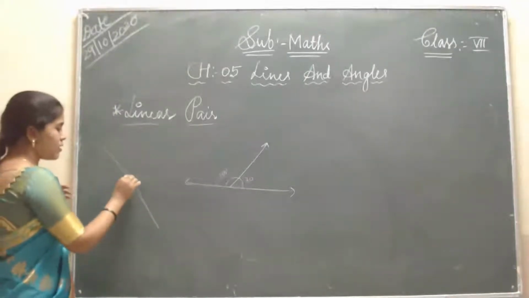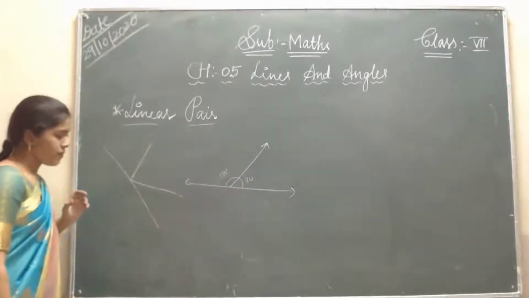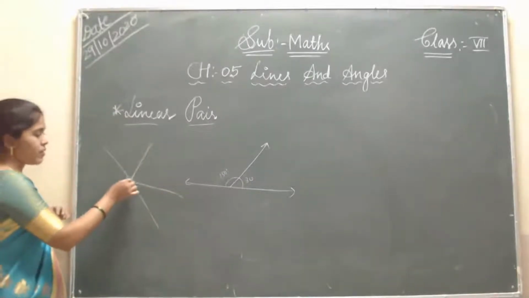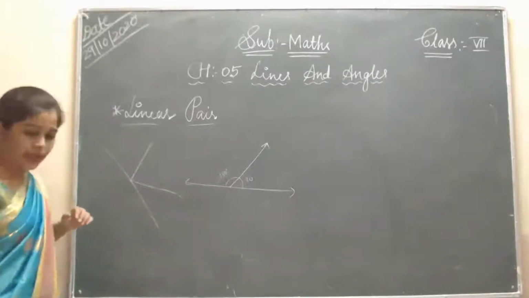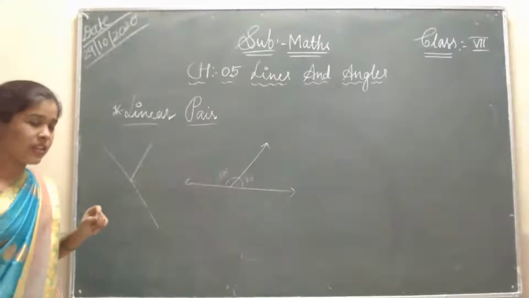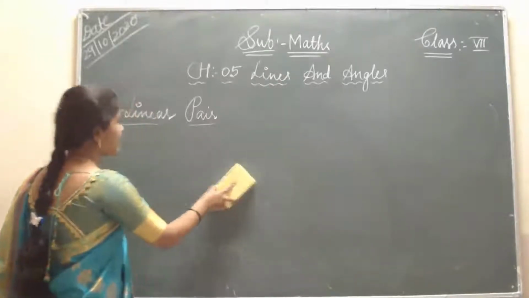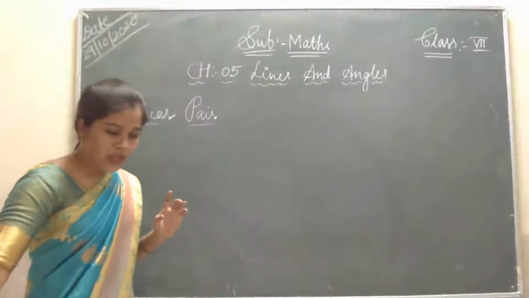For example, here also same, linear pair. The sum of the angles is 180 degrees. That is a linear pair. Understood?